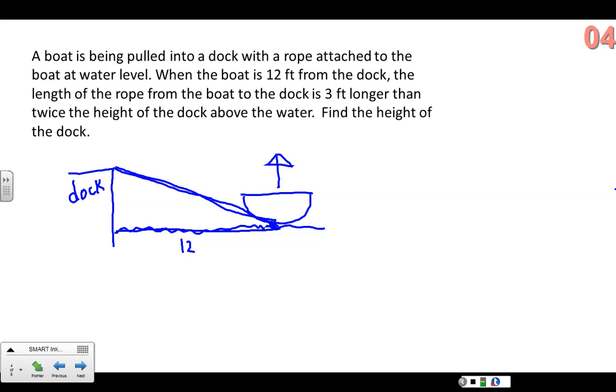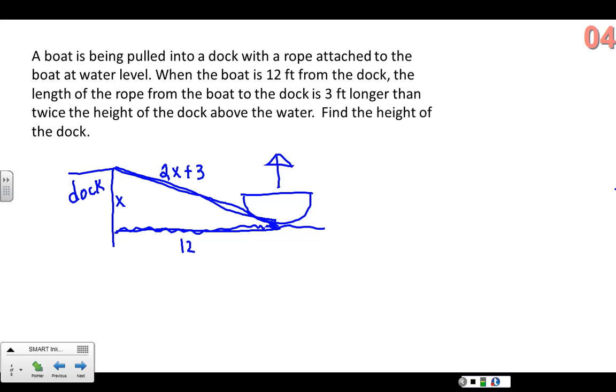We have no idea how tall the dock is above the water, so we're going to call that our x value, or unknown. But we can interpret the length of the rope now that we know that the height above the water is x. It says it's 3 feet longer than twice the height. So twice the height would be 2x. 3 feet longer would just mean we're going to add 3 to it.